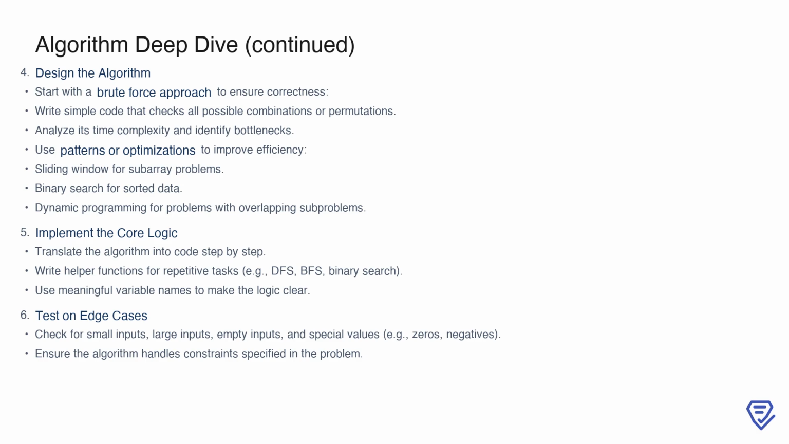Once the implementation is complete, rigorous testing on edge cases is essential. Consider a variety of inputs, like small arrays, large arrays, empty data, or special values such as zeros and negatives. This ensures the algorithm adheres to all constraints and handles unexpected scenarios gracefully.